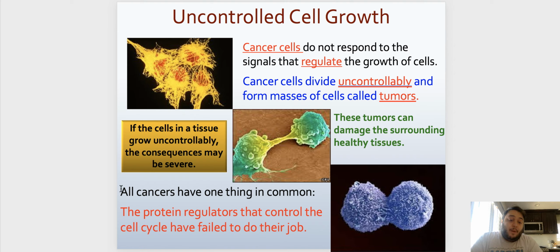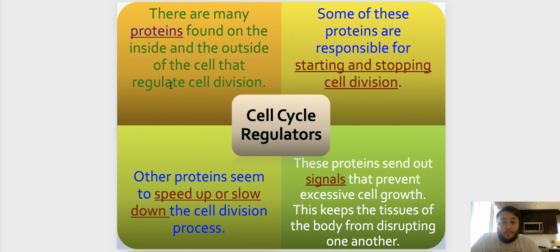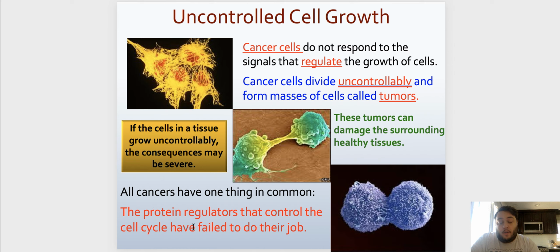One important thing to remember is all cancers have this one thing in common. The protein regulators that control the cell cycle have failed. So going back to here, these proteins, right, they are not working. They have failed to do their job. Their whole job was to regulate cell growth. They were supposed to be the mediator. They were supposed to say, okay, you divide now, and then you stop dividing. Okay, now you divide, and then you stop dividing. They're not working. So these cells don't have a signal to stop dividing, and they just keep dividing. And that's when cancer arises, right?